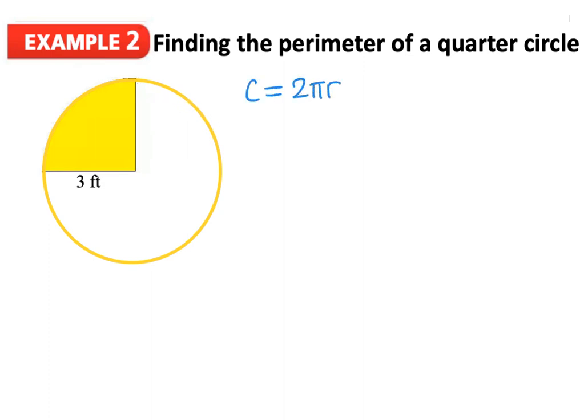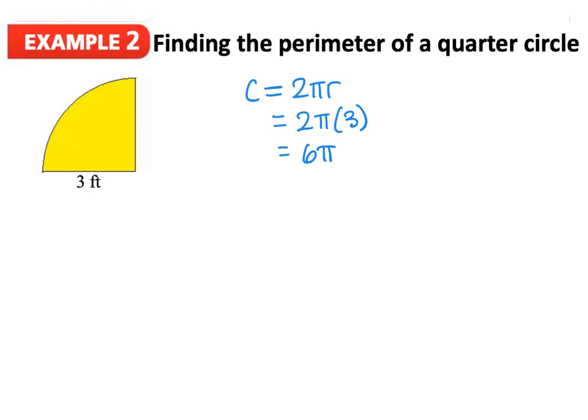So the circumference of the whole circle is C is equal to 2 pi r, and I'm using this formula because I'm given the radius. And then substituting our values, we get C is equal to 2 times pi times 3, and that simplifies to 6 pi. But again, this is the whole circle, and we only have a quarter, so what we're going to need to do is divide the circumference by 4.